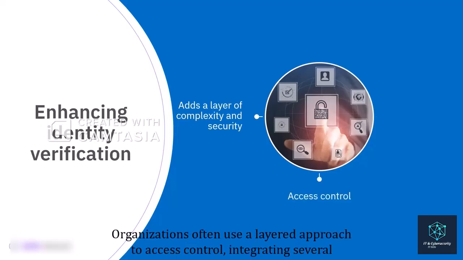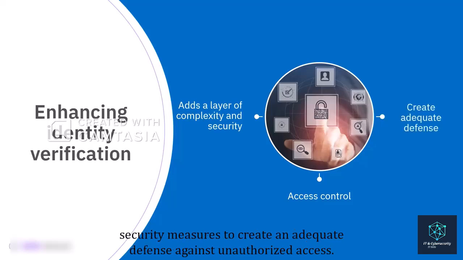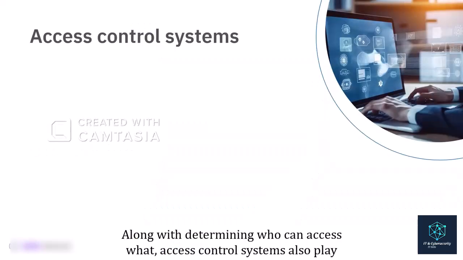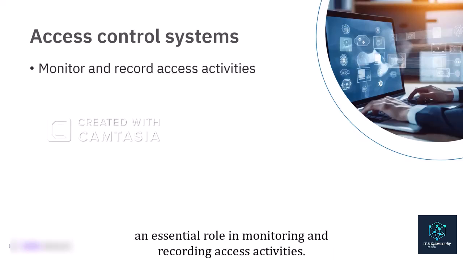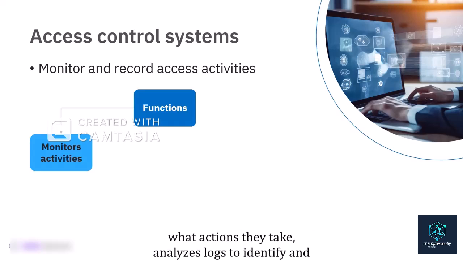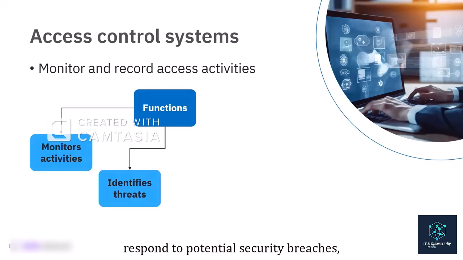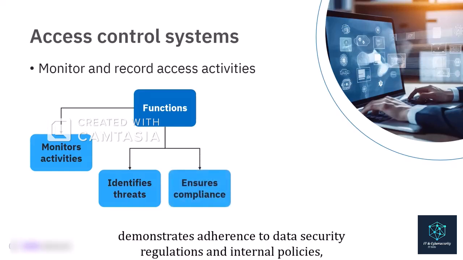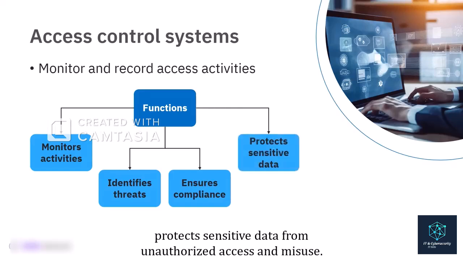Organizations often use a layered approach to access control, integrating several security measures to create an adequate defense against unauthorized access. Along with determining who can access what, access control systems also play an essential role in monitoring and recording access activities. The access control system tracks who accesses resources, when and what actions they take, analyzes logs to identify and respond to potential security breaches, demonstrates adherence to data security regulations and internal policies, protects sensitive data from unauthorized access and misuse.